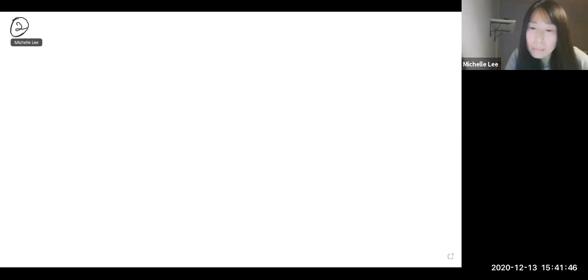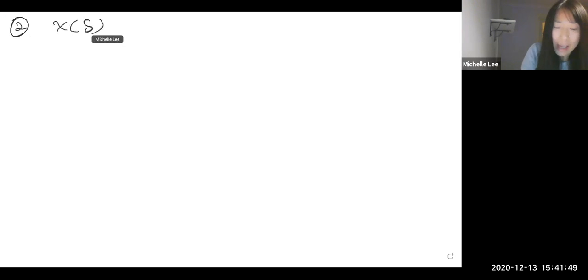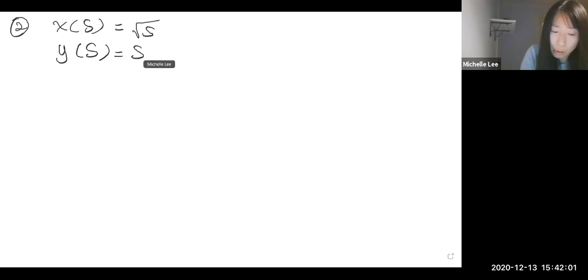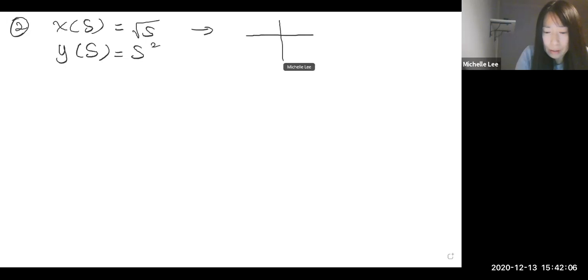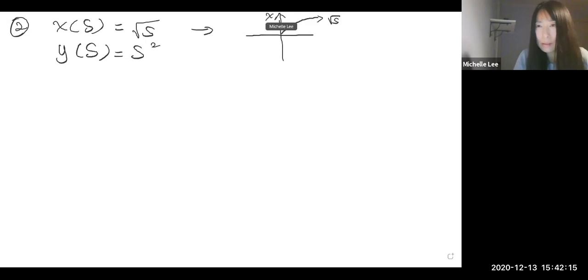Okay, let us do one more. The second problem: x of s equal to square root of s, and y of s equal to s squared. Let's talk about the domain. This one is square root of x, like that, right? This is square root of s, then this is the x variable, this is s, like the xy plane. In this case s, in this case x, right?